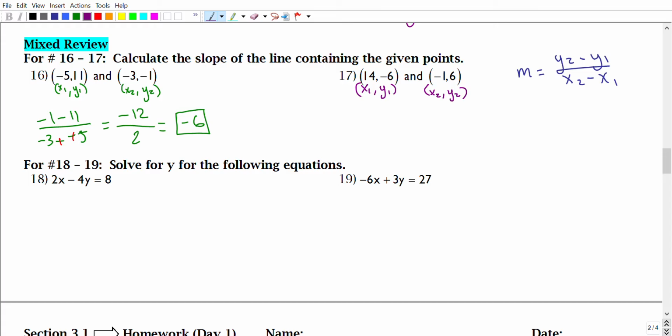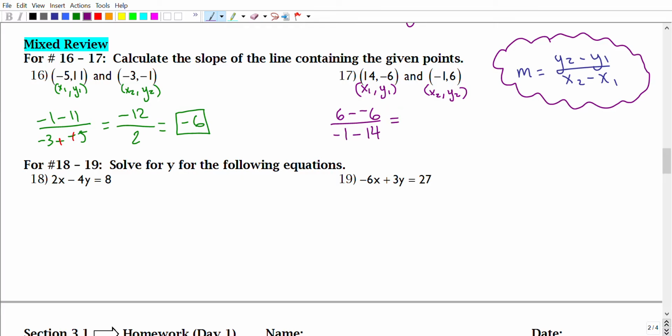Okay, so once again, I'm going to use my formula. Remember, I have it up here on the right-hand side if you want to use it. So we have 6 minus a -6 over -1 minus a +14. So what do we get? Well, again, this turns into a positive because the opposite of a negative is a positive. So 6 plus 6 is 12. -1 minus 14 is -15.